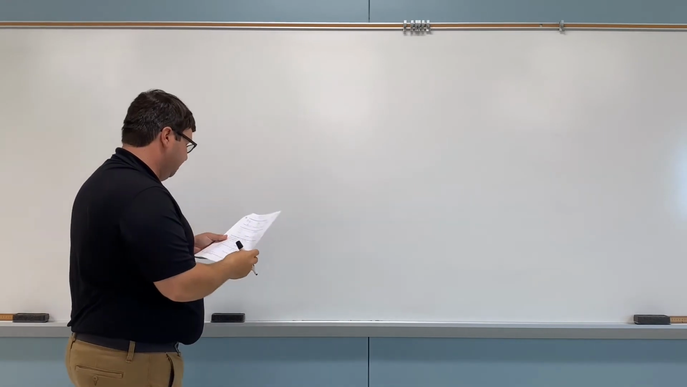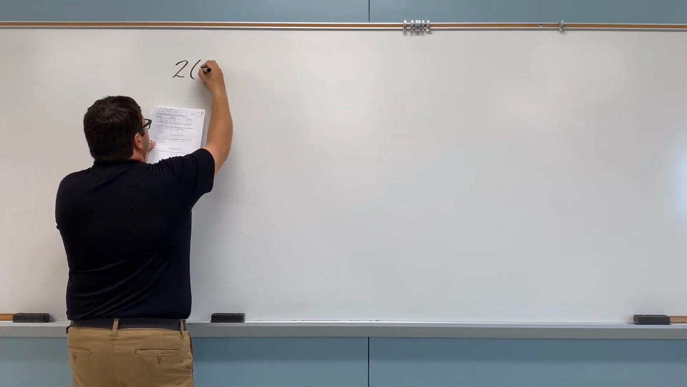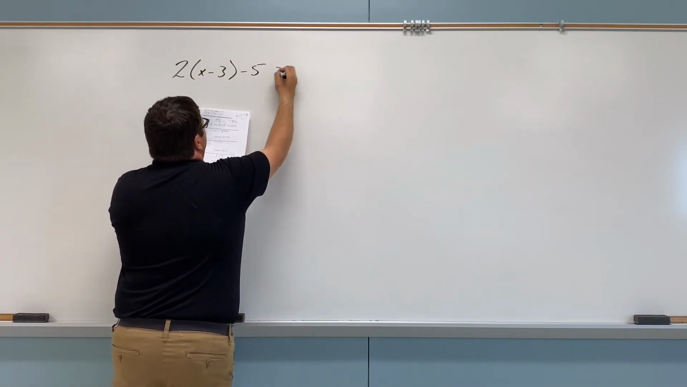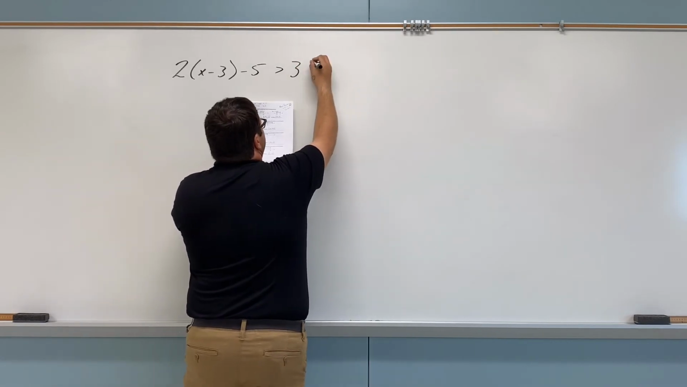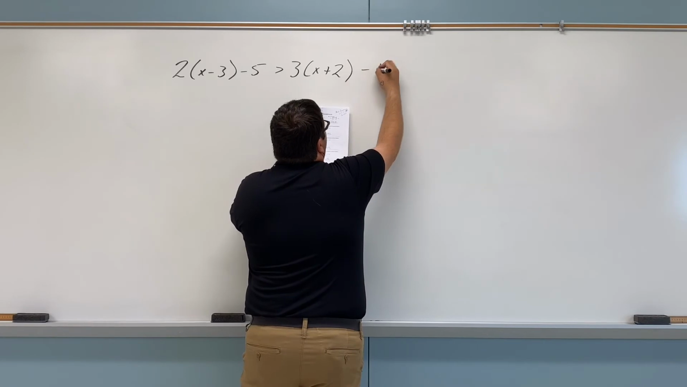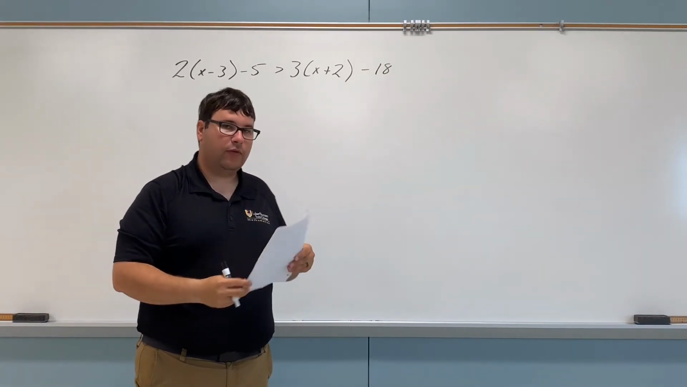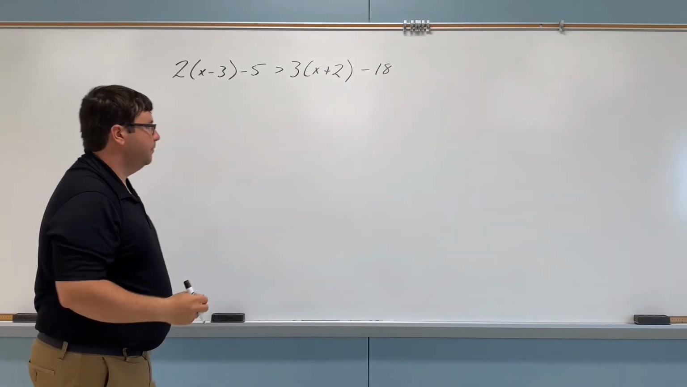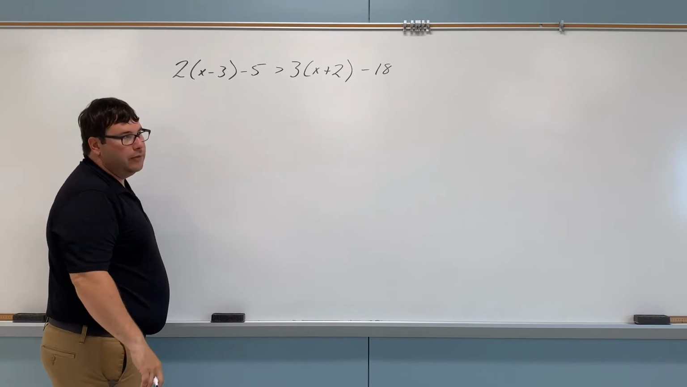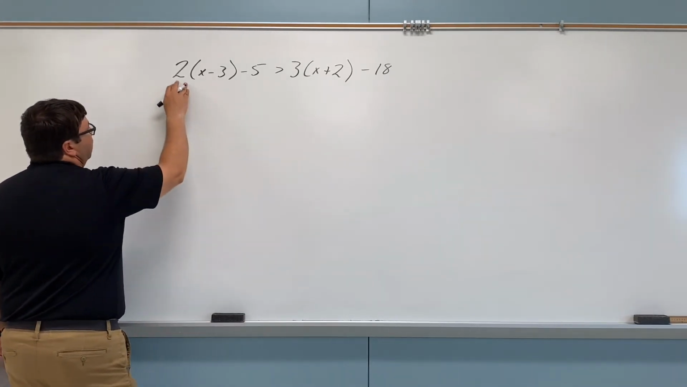Let's get another problem. So the next problem is 2 times a quantity of x minus 3 minus 5 is greater than 3x plus 2 as a quantity minus 18. It says solve, graph, and give the solution in interval notation. Very good. So at this stage, I see a few things that we can do. Let's just play like it's a regular equation. Let's see how it works.